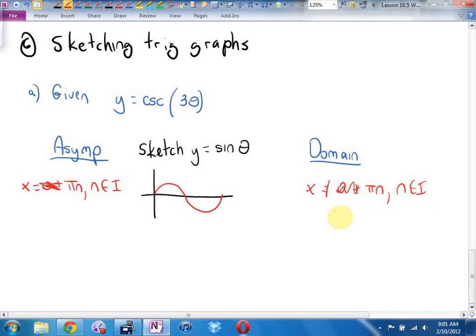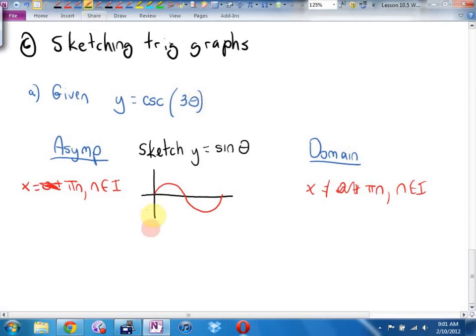Now that would be if I just had cosecant of theta. What do I have here? I don't just have a theta. What do I have here? 3 theta. Horizontal or vertical? Because it's next to, oh, I got to be careful. It's next to the x. I was going to say next to the theta, but it's next to where the x goes.